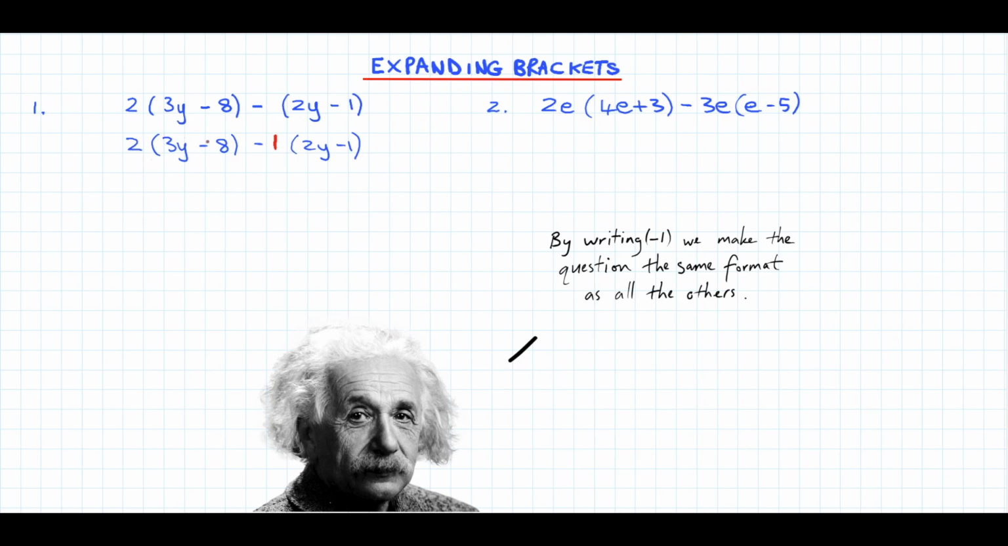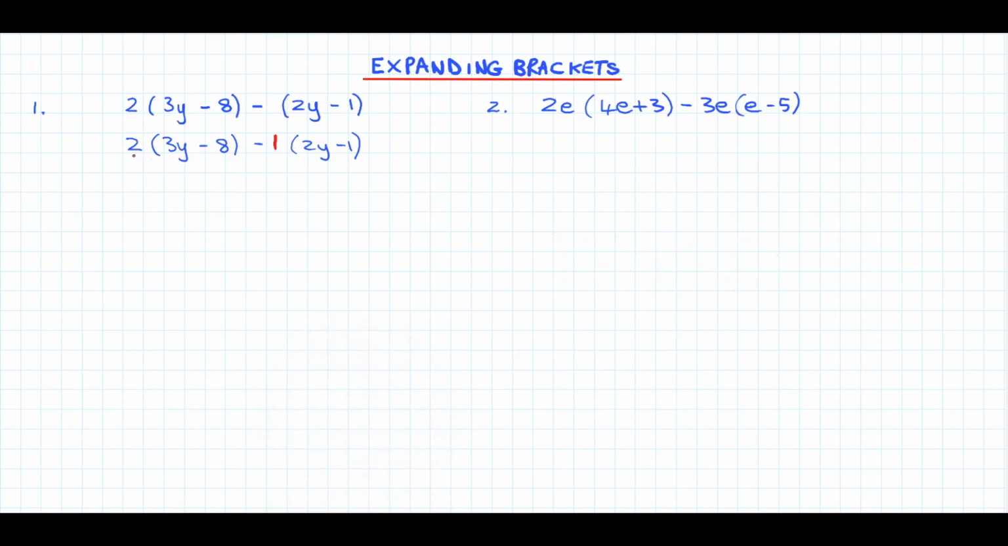Now I'm going to multiply out my first bracket first, and whatever is outside the bracket multiplies each term inside the bracket. So inside the bracket here, I've got 3y and I've got negative 8. These are the two terms that are inside that bracket. The 2 outside the bracket is going to multiply these terms. So let's do that then. So that would be 2 times 3y. Now we looked at that in our reminders, that's just 6y. And 2 times negative 8 is negative 16.